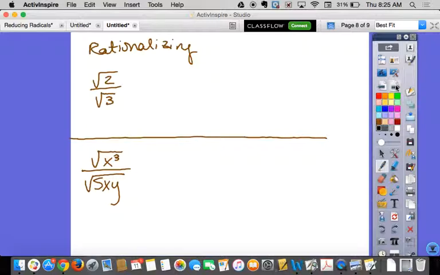So you need to write it in an equivalent form. You're not changing the value. You're just changing what it looks like.